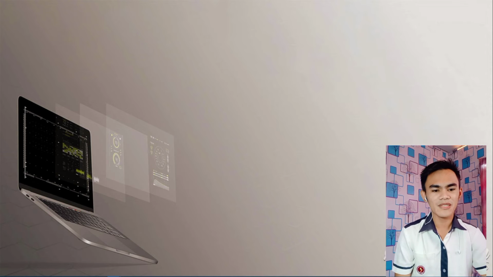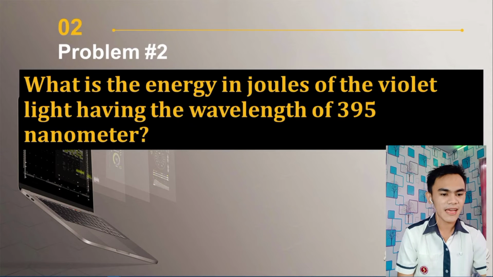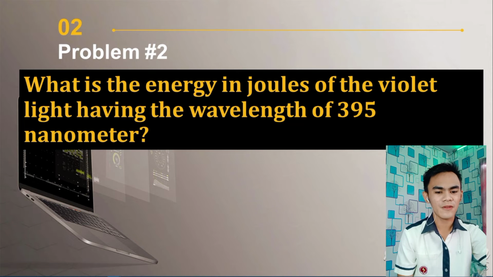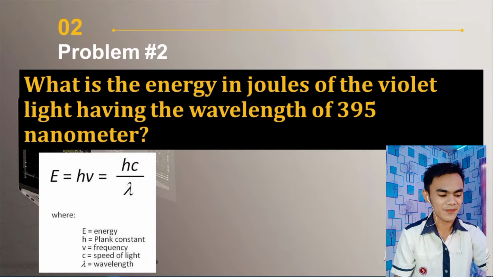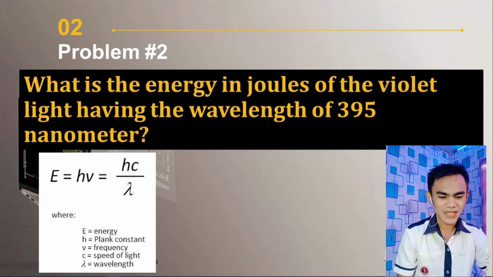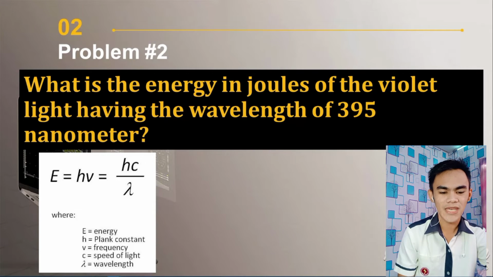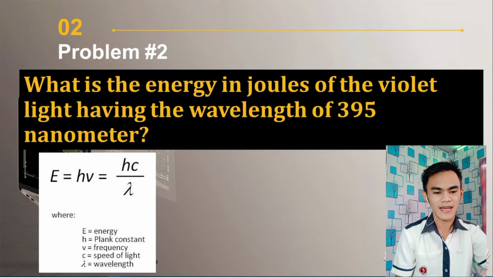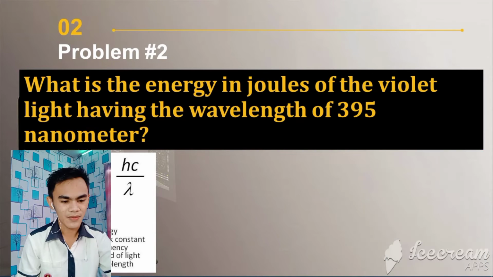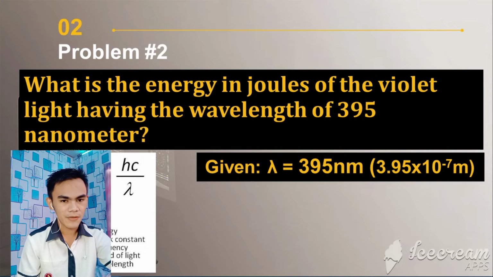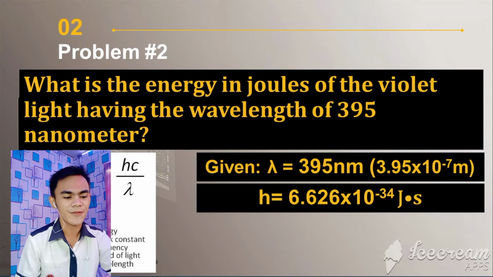And now let's proceed to our second problem. It states: what is the energy in joules of violet light having a wavelength of 395 nanometers? Alright, so what we are going to do is use the blackbody radiation equation, E is equal to hv, or E is equal to hc divided by the wavelength. As we can see here, we are given the wavelength of 395 nanometers, which is equal to 3.95 times 10 raised to the power of negative 7 meters. So it is already converted.